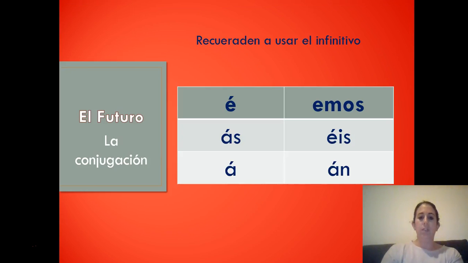And, drumroll please, here they are. É, ás, á, emos, án. Please make note that all of those have accents except the nosotros conjugation. It's going to be very important that you remember to use those accents.